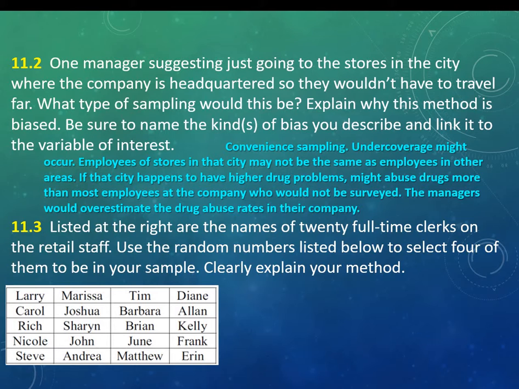Okay? So here we have 20 full-time clerks. It says use the random numbers to select 4 of them. Clearly explain your method. Somebody wanted to start telling me, what do I need to run this sample? What do I need to do to select my people? How'd you pick your people? I assigned random numbers. So I assigned Larry with 0, 1 all the way to Aaron out straight across. So I assigned 20, and then I went to the table. How simple is that? That's one really nice way.